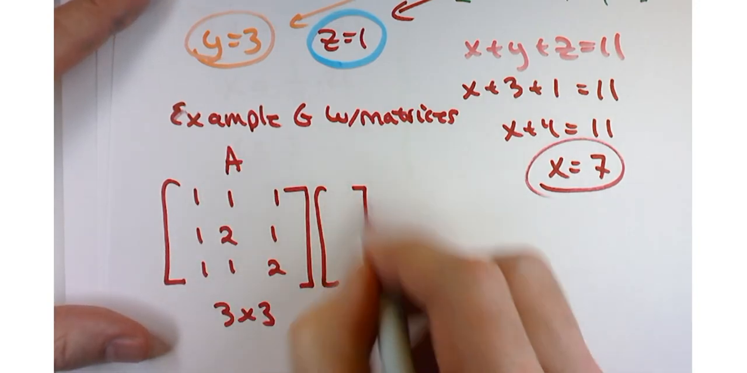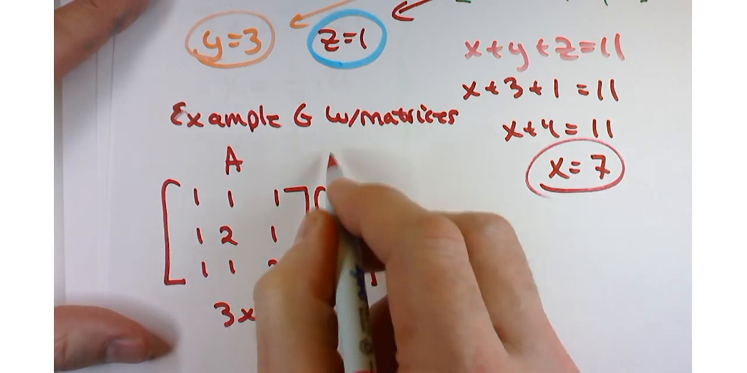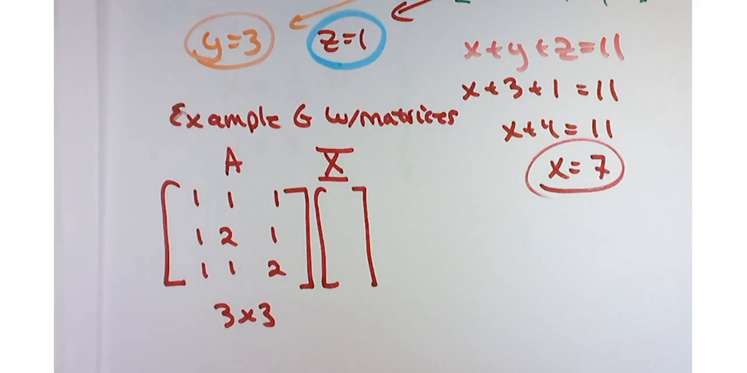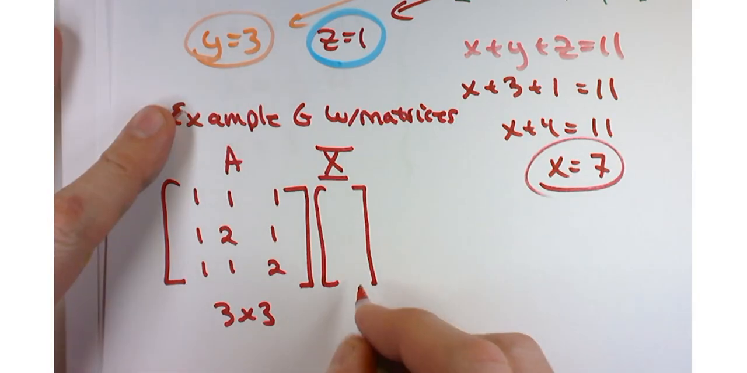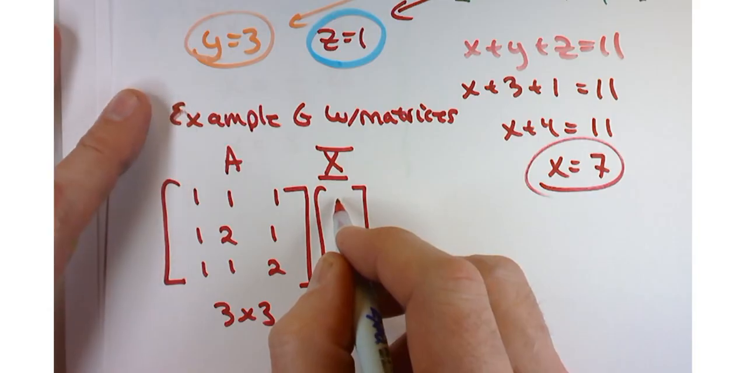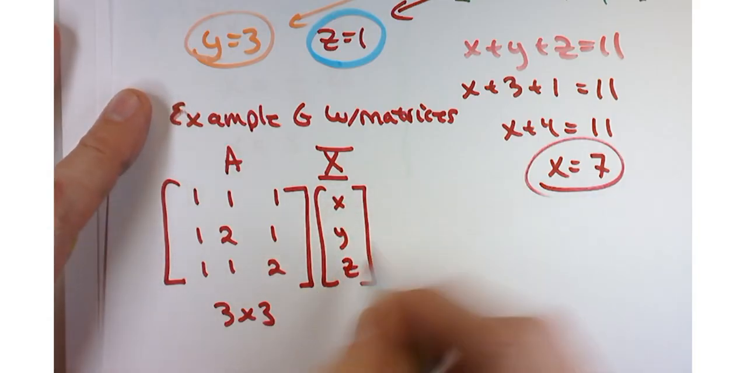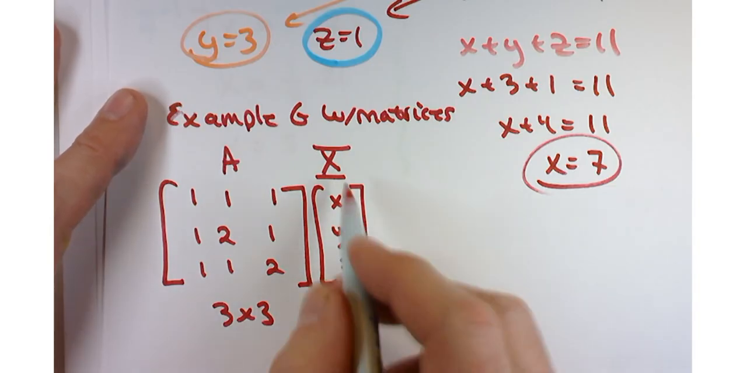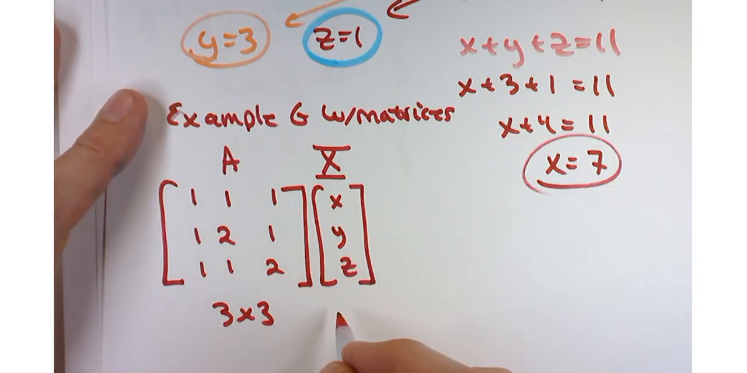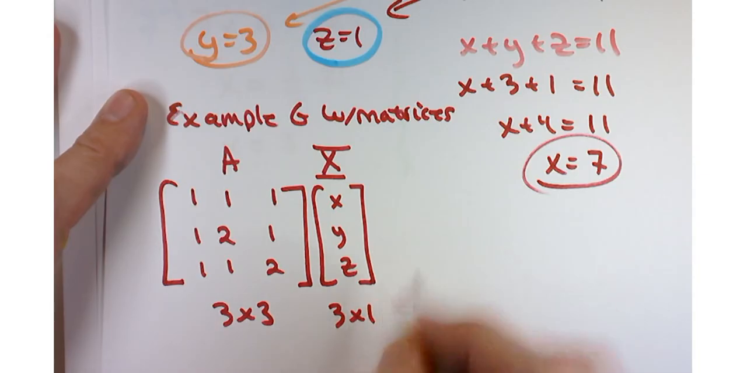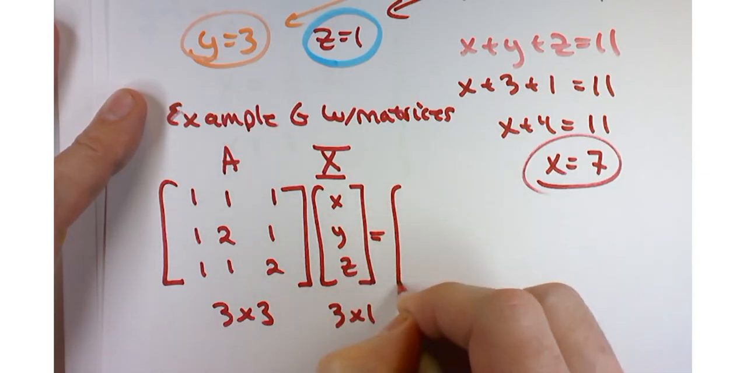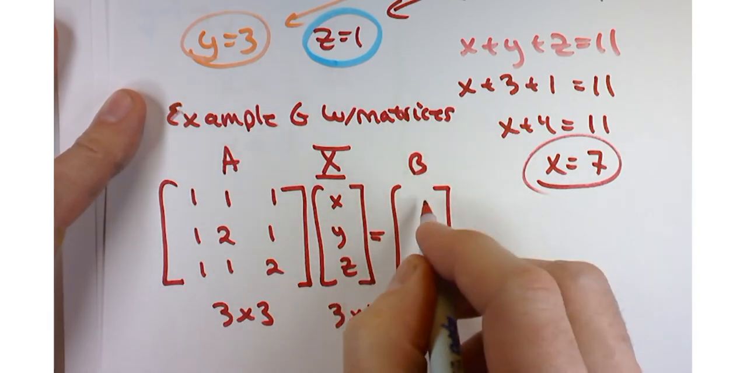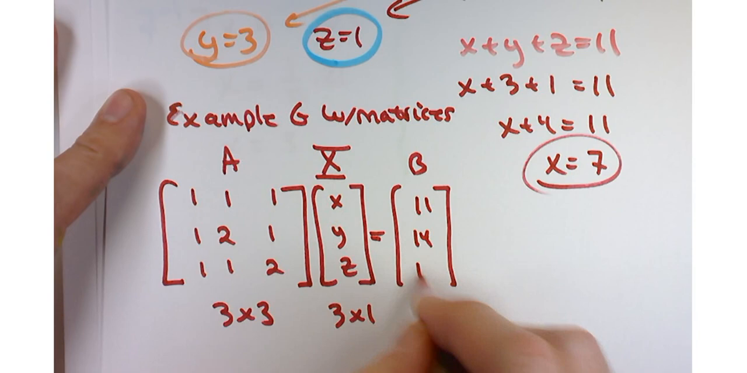And then I'm going to have another matrix, which I'll call X. I'll write it like a capital Roman numeral 10, just to keep this distinguished from the variables X, Y, and Z. This is a matrix. Silas, what are the dimensions of this matrix? 3, 1. Good, 3 by 1 equals, and then another matrix, B, which is going to be 11, 14, and 12.